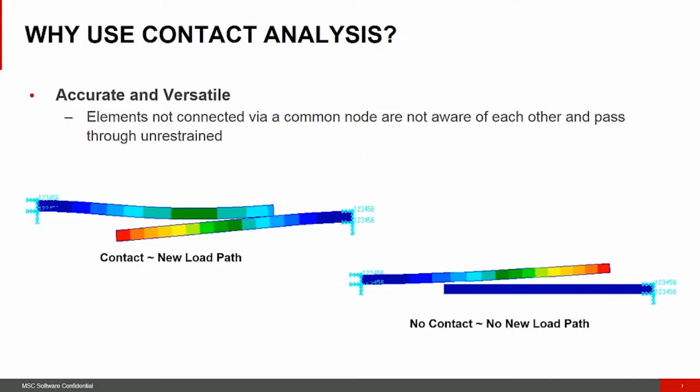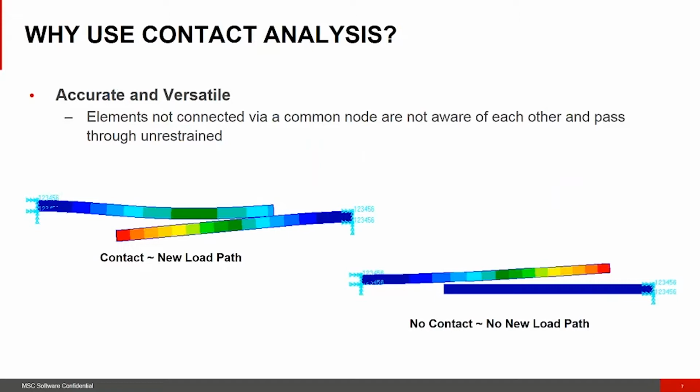Some of the benefits of contact analysis over the other methods: contact is much more accurate and also it's versatile. Why do we say it's versatile? Because you have several options. You can define different types of contact that are available, solid to solid, solid to shell, solid to beam. You can also define thermal contact, or you can define a coupled thermomechanical in MSC Nastran.